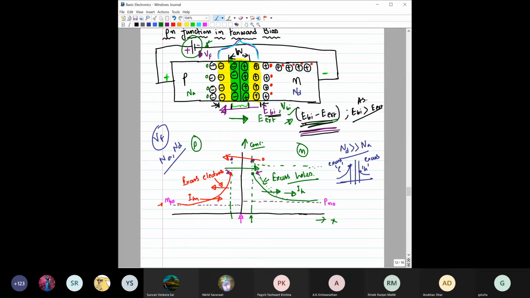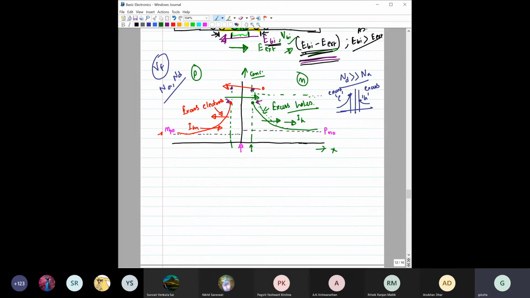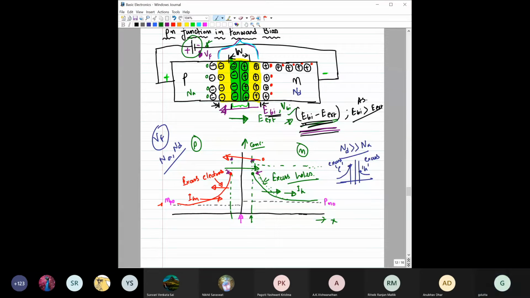Yes, sir. Sir, in a PN diode, the total sum of the concentration of electrons is constant, right? Could you please repeat the total concentration? Can you please be more specific? In which region are you saying that?